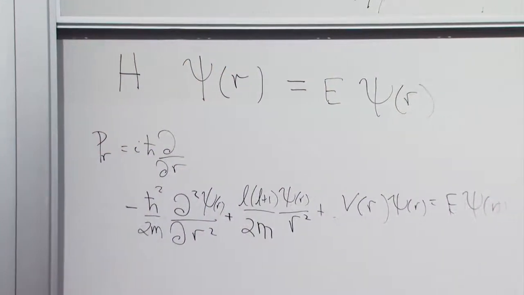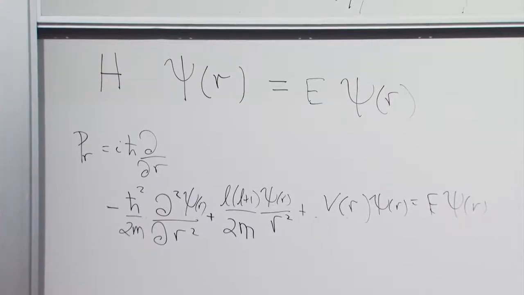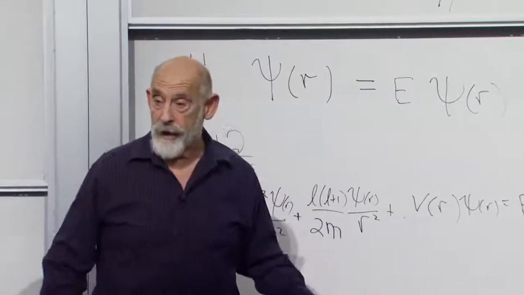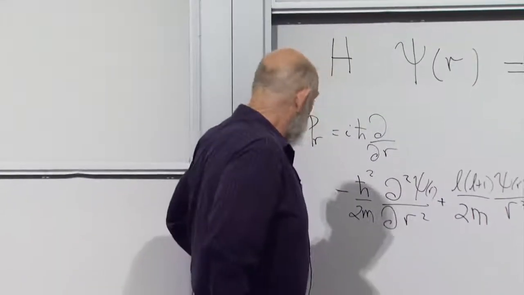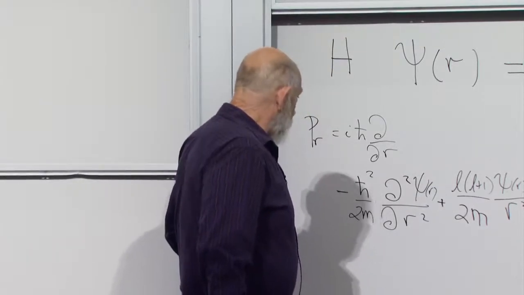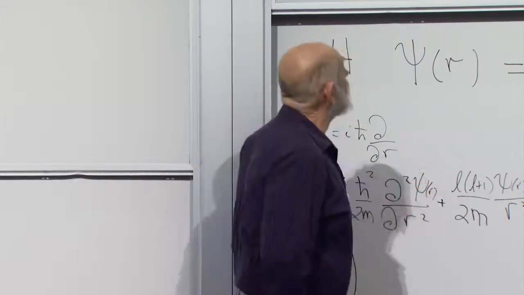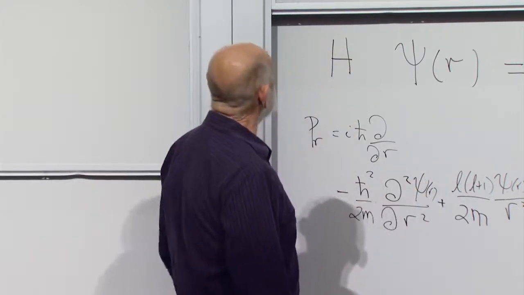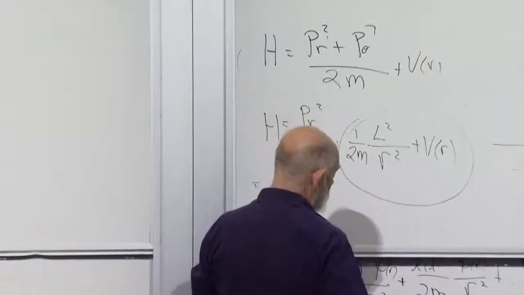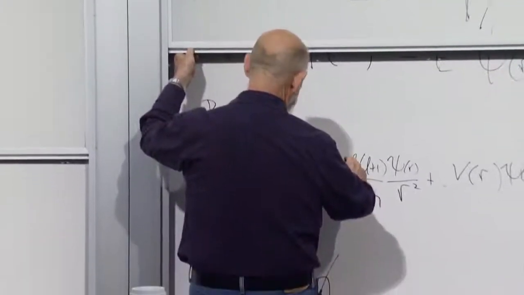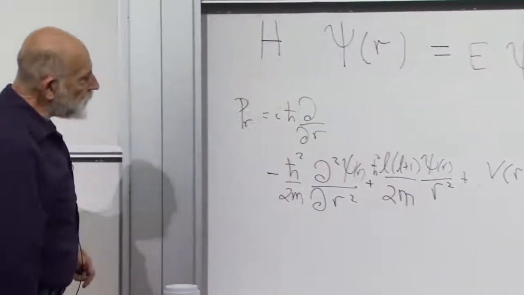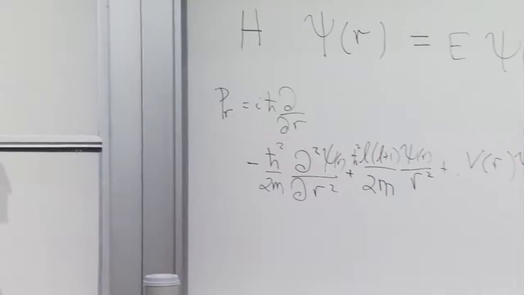The solutions of that equation are the eigenvectors of energy with given angular momentum, and the eigenvalues are the energy levels. I have a feeling I left out some h bar squares in here. I probably did, because where did it come from? It came from p theta squared. It's probably an h bar squared in here too, if you track it. I think. Yeah. Yes.